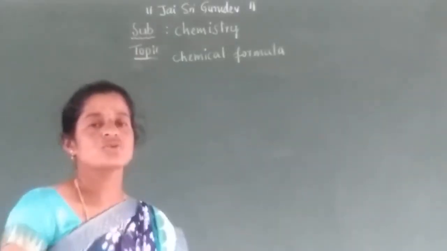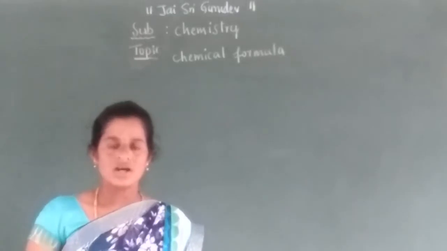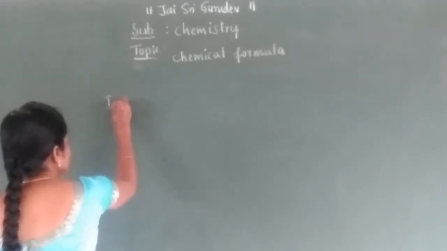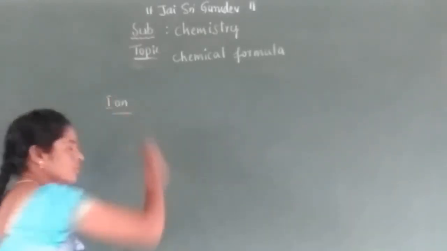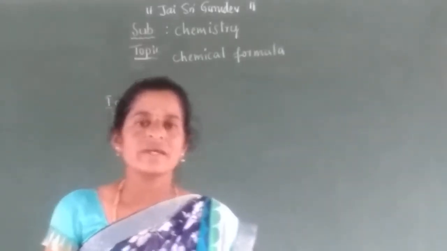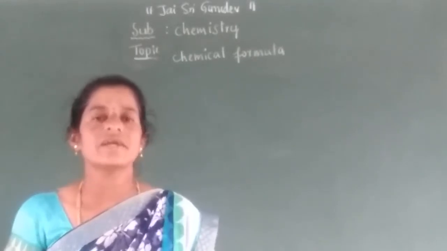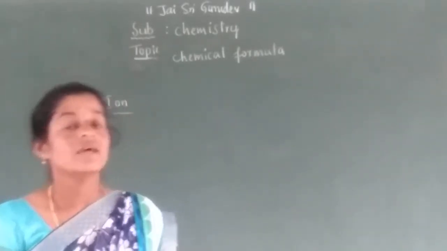Before going on to the chemical formula, we need to know some concepts related to ions. So what is an ion? An ion is very important. An ion is an electrically charged particle formed by adding electrons to or removing electrons from a neutral atom. This is called an ion.